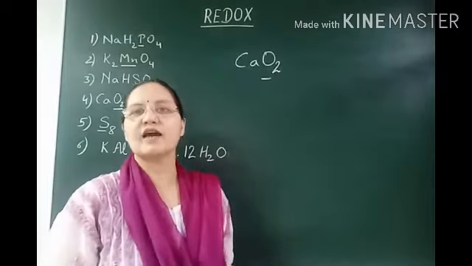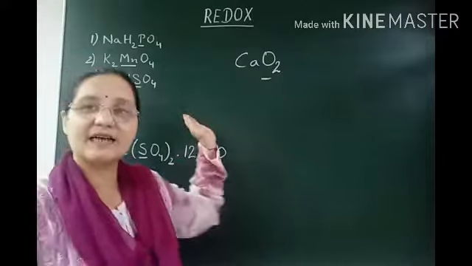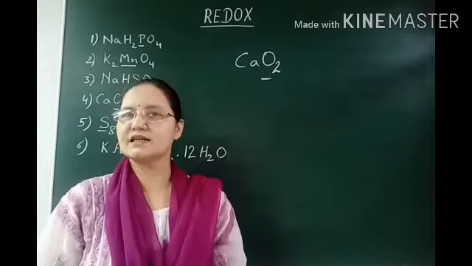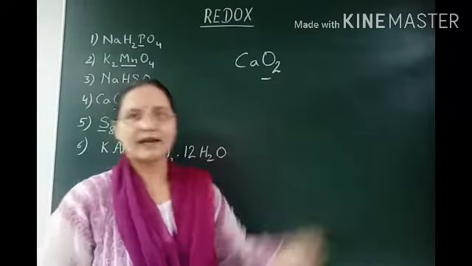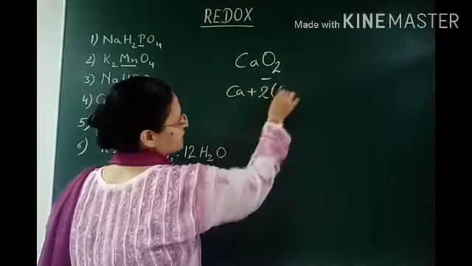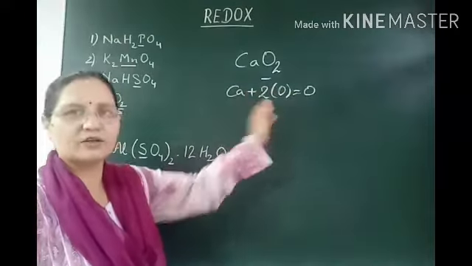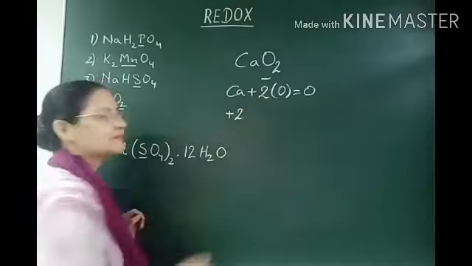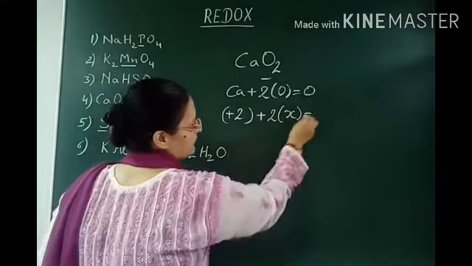CaO2, in which we have to calculate the oxidation state for oxygen. In all the previous examples we were already writing the oxidation state for oxygen, that is -2, but here we have to calculate it for the oxygen. So let us start. Ca plus 2 oxygen is equal to 0 due to the neutral molecule. Calcium is having oxidation state +2 by default, and oxygen we have to calculate, so it is X.